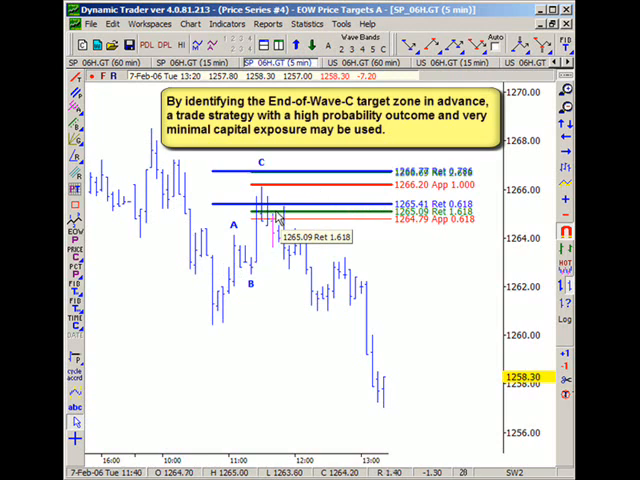So once this market got up to the probable area, any sort of short-term reversal setup would be an ideal position for a short trade with very minimal capital exposure, all because of our end of wave C target zones, identifying the high probability price target for the end of the wave C. Do you see how valuable this can be on intraday data when the market is setting up for this pattern?